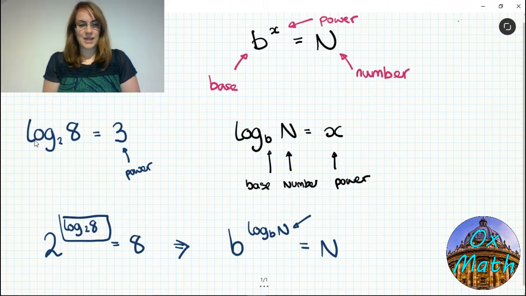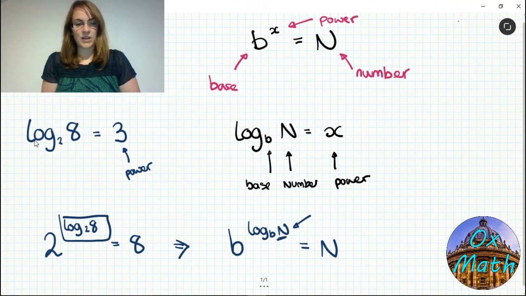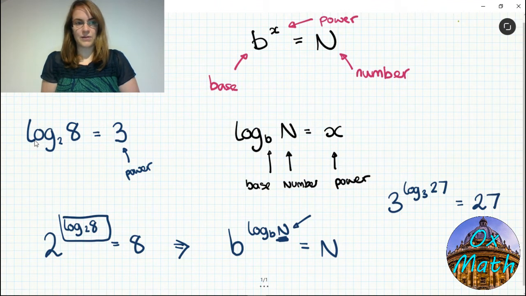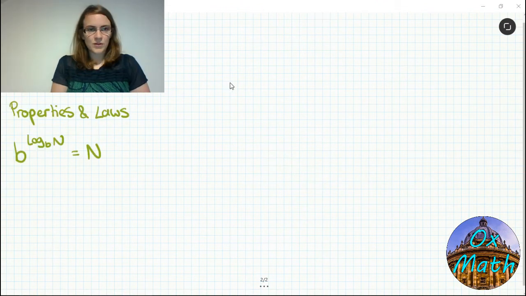So our first property is if you have a base raised to a log of the same base, the base and the log essentially just cancel out and you are left with just the n. So a quick example, 3 to the power of log base 3 of 27 would just be 27. The 3 and the log 3 cancel each other out. That is our first property of logs, and it can be very, very useful for rearranging equations and using logarithms to solve difficult equations.